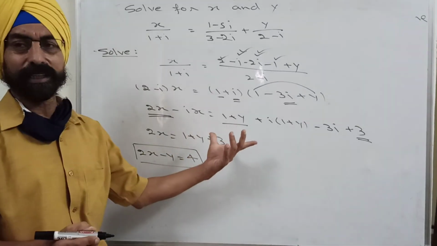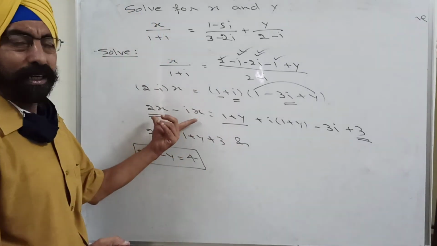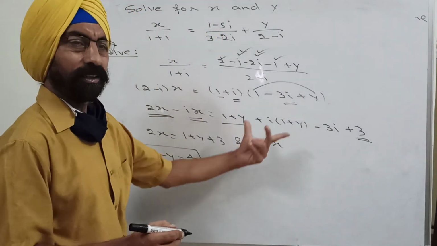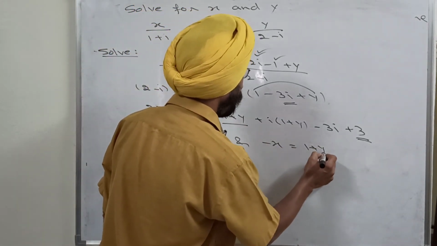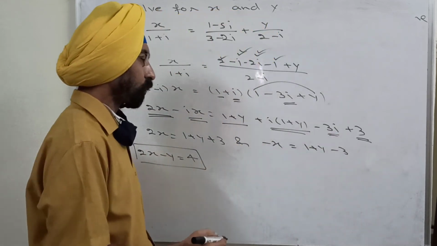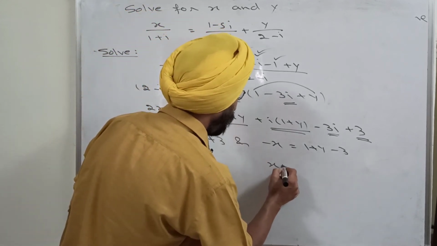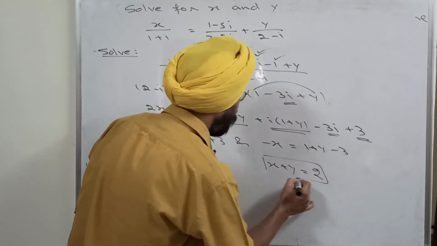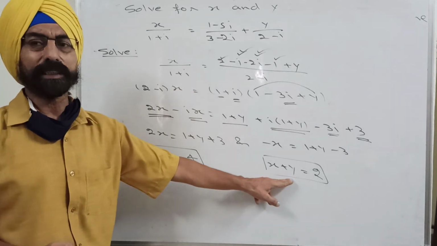And now I am going to equate the imaginary parts. The imaginary part on the left hand side is minus x from here, and imaginary parts from the right hand side are 1 plus y from this term and minus 3 from here. So what you are going to get is another equation, and the equation this time is x plus y is equal to 2. So here is the second equation. Now you are having two equations in two variables. So you can simplify it.